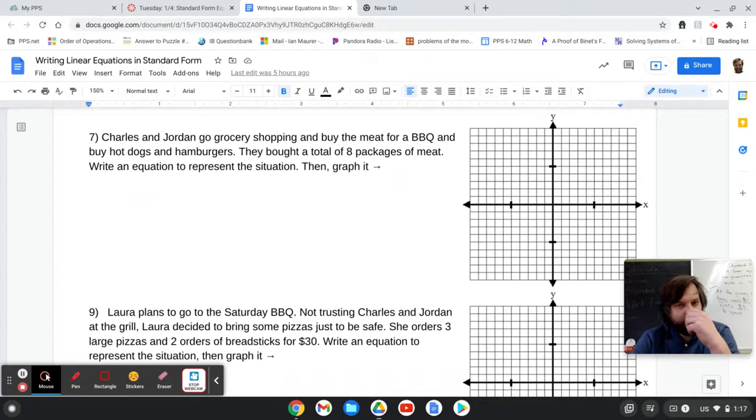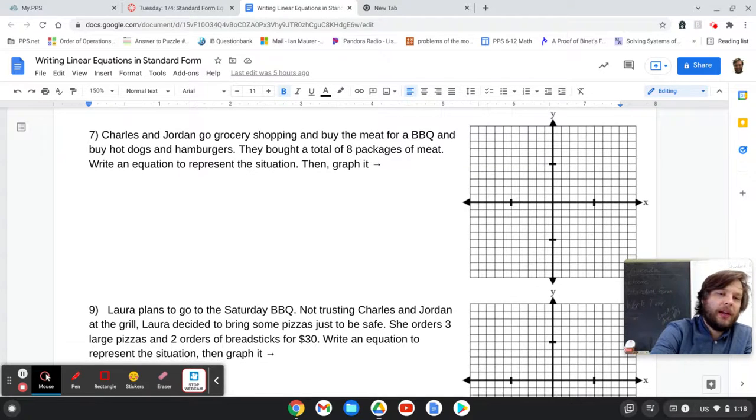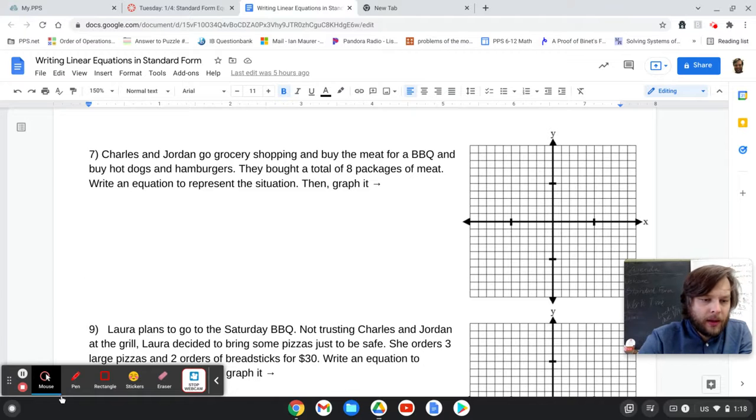So we have Charles and Jordan go grocery shopping, buying meat, hot dogs and hamburgers. They bought 8 packages of meat. And so when you approach a problem, you have to think, okay, what do I not know? What information is not given to me? Well, we know that they're buying hot dogs. We know they're buying hamburgers. We know the total is 8. But we don't know how many hot dogs and we don't know how many hamburgers. So that becomes your variables then.